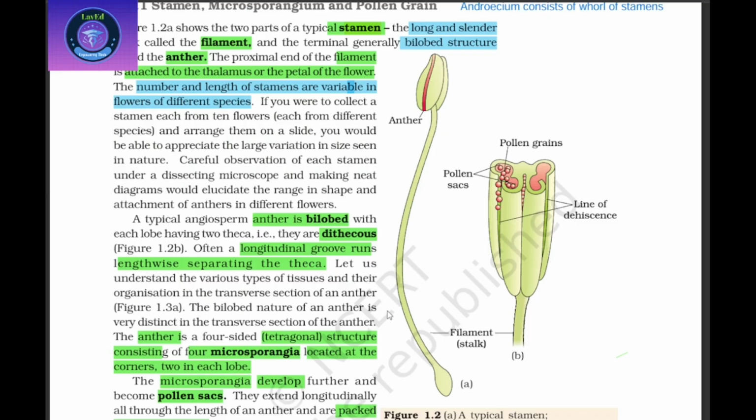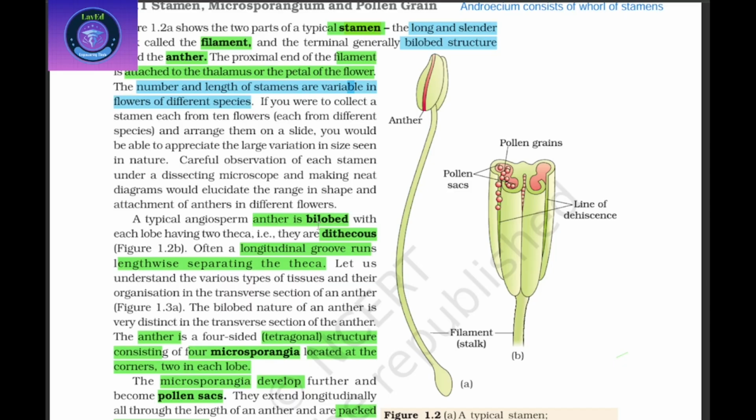Now this para is mainly regarding the characteristics of anther. Filament, no such characteristic. Only thing you should know, there is a long slender stalk. Now anther being the hub of the androecium, or you can say stamen, more points are to be discussed on the topic. Clear? Look, a typical angiosperm anther is bilobed.